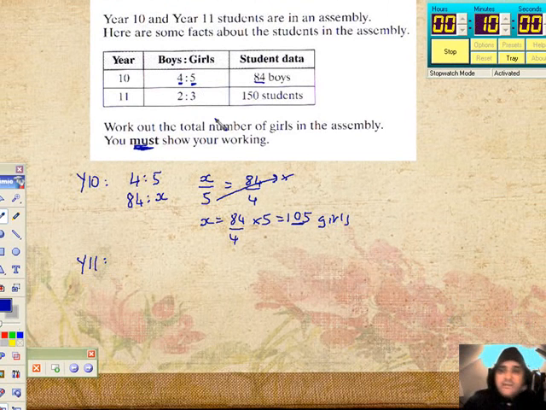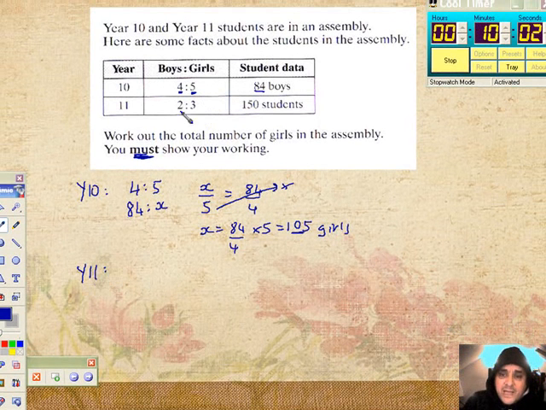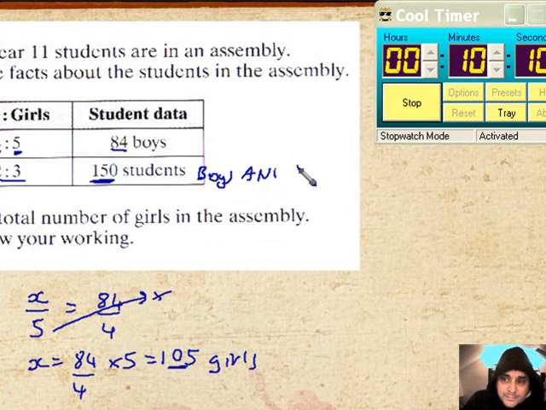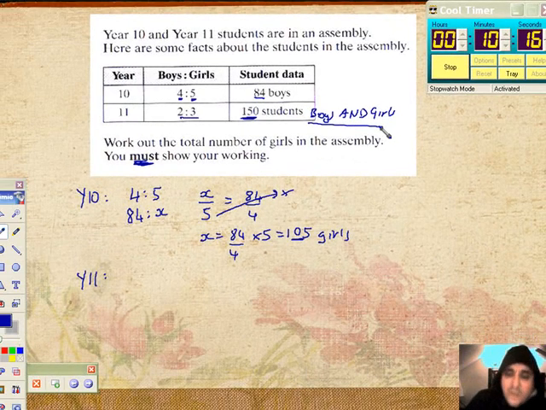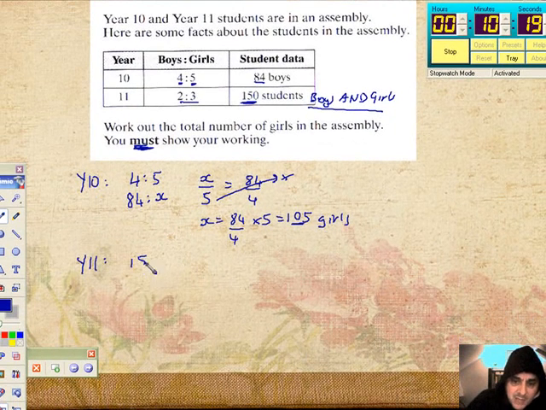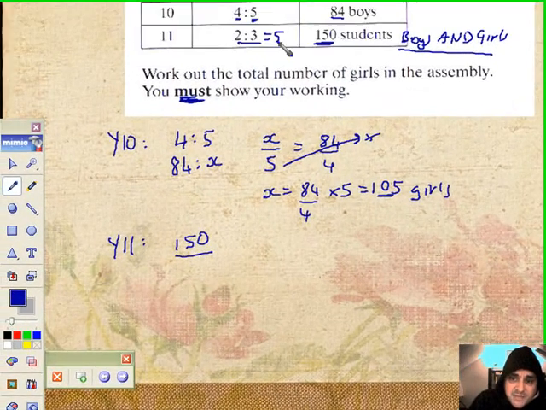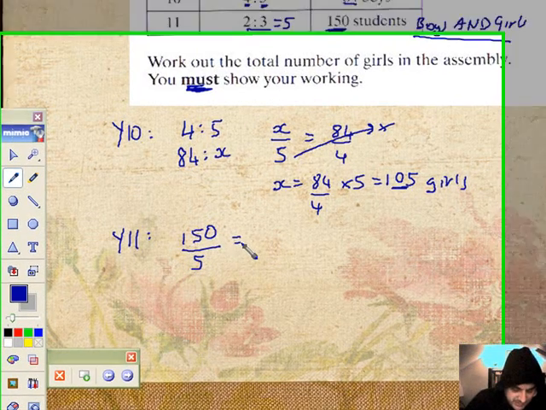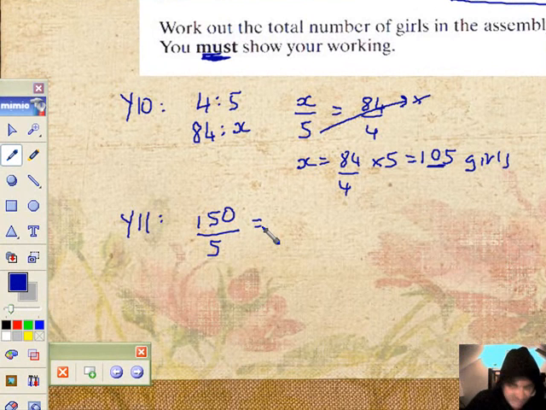Let's do Year 11. Now look at the English carefully. We have a ratio of 2 to 3, but that is for 150 students. That is to say both boys and girls. So I've got 150 students. I've got a ratio of 2 to 3, which is 5 parts altogether. So that becomes 5 if I add them. So 150 divided by 5 is going to be something. It's exactly 30. So one portion of students is 30.